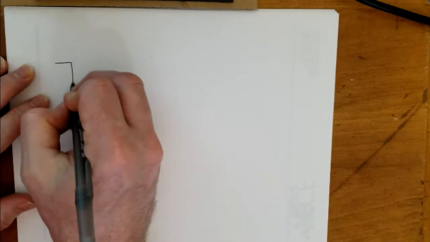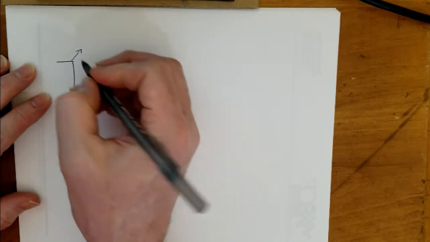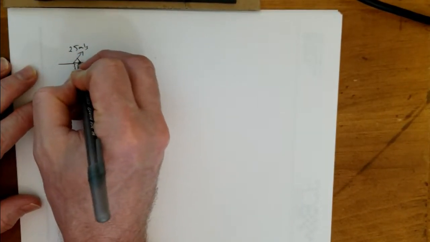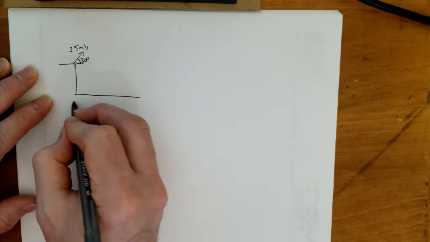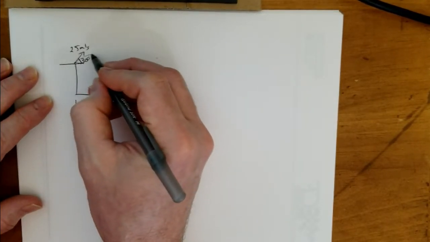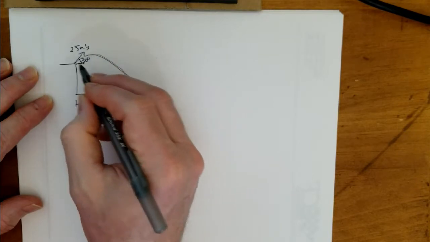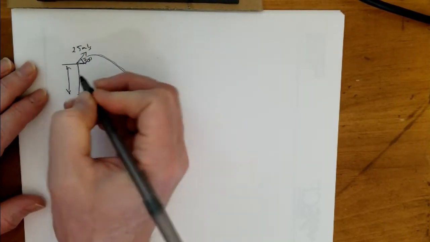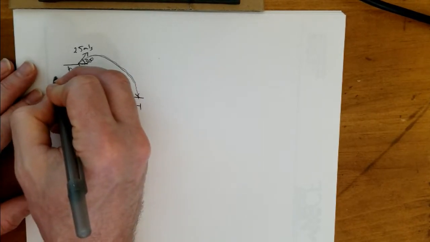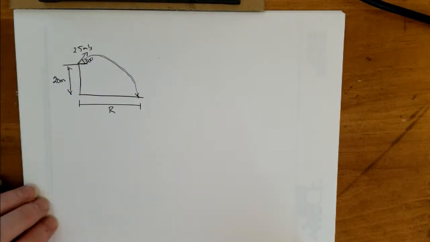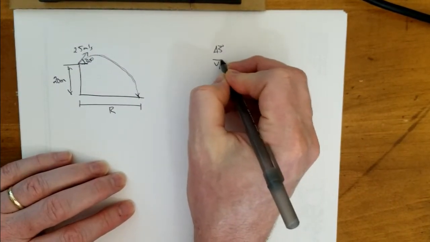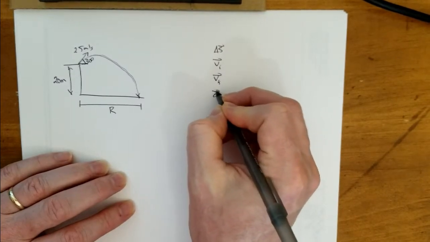So let's go through an example. I have an object being shot off of a cliff at some speed of 25 meters per second and an angle of 30 degrees. I want to know how far from the base will this land, some distance r. It starts out at some initial height of, we'll make it 20 meters. And so what I'm going to do is write down the major components here. So we have delta S, Vi, Vf, A, and t.